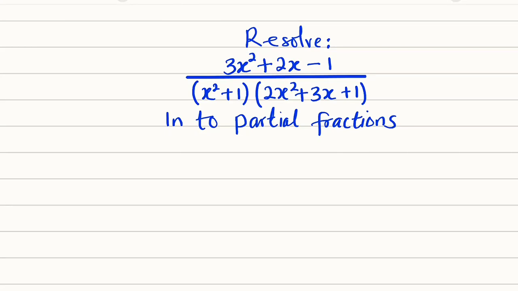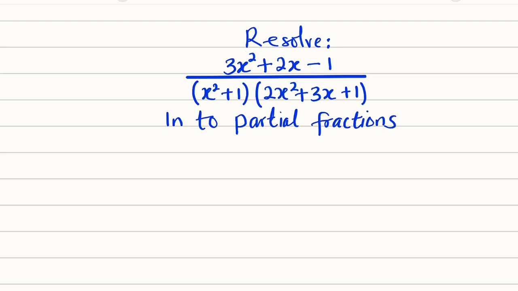Hello, good morning viewers. In this tutorial, we want to resolve this compound fraction into a partial fraction. But before we start, there are two important things you should know. The first one, whenever you are given a compound fraction to resolve into a partial fraction, always observe the degree of the numerator and that of the denominator. If the degree of the numerator is greater than or equal to the degree of the denominator, you have to carry out a long division first.